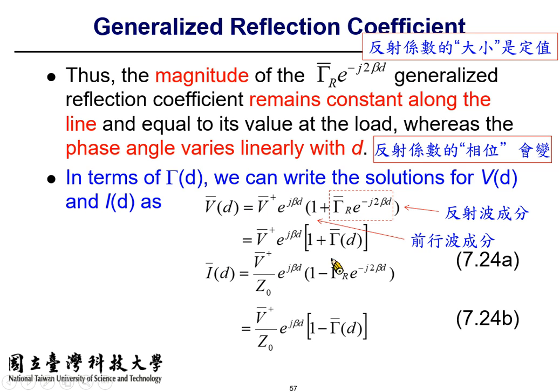So now we try to replace the second part of the small parentheses with gamma d. Well, actually this represents the component of a reverse going wave. So the 1 stands for the forward going component, and the second term stands for the reflected wave. So equation 7.24a is the total voltage. The total current is expressed here. You see there is a minus sign over here for the current expression.